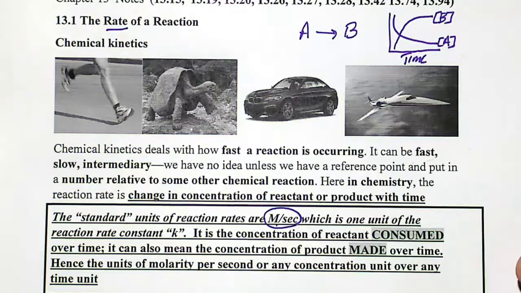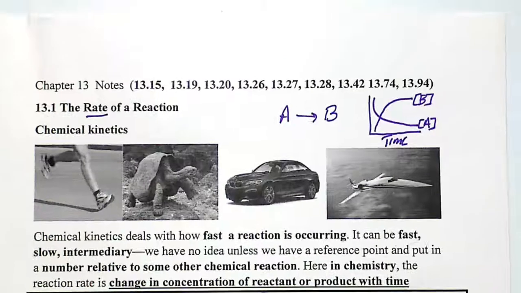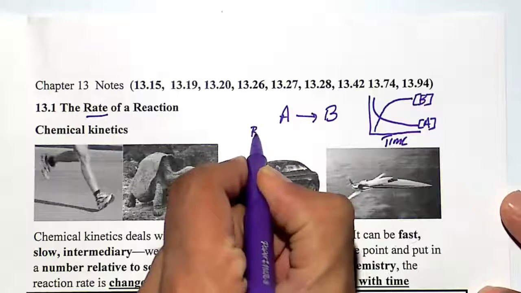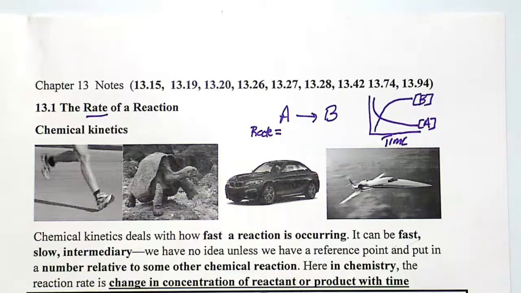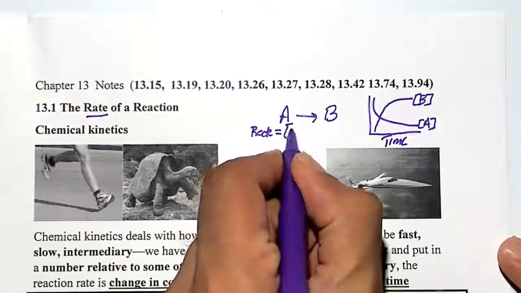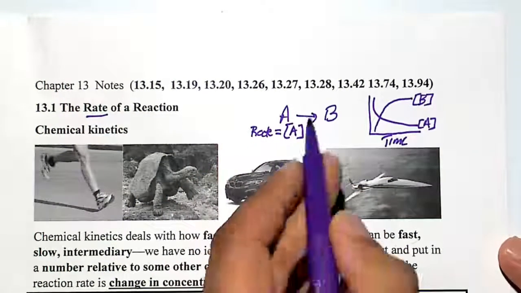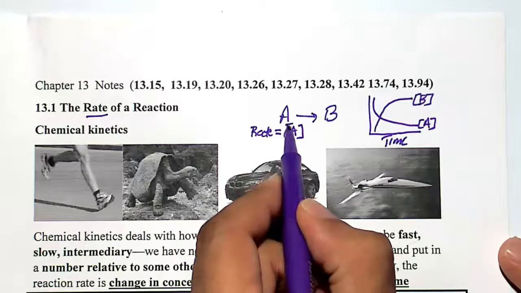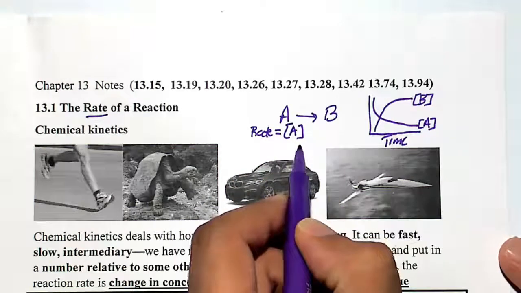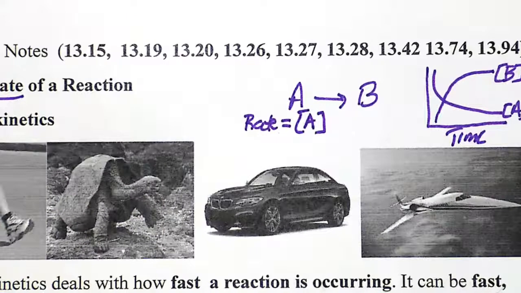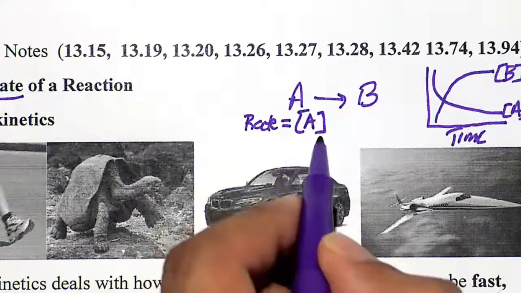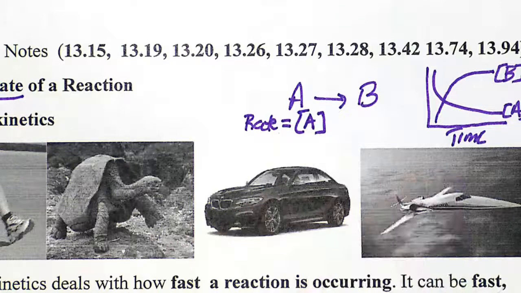Now, coming back to this A going to B, this is the most simplistic reaction. The rate, or how fast that reaction is going to proceed, is dependent on two things. It's dependent on the concentration of A, and if you have more A reactant that you start off with, then you will produce more B product. Likewise, if you start off with less of the concentration of A, you'll have less product B at the end of the reaction.